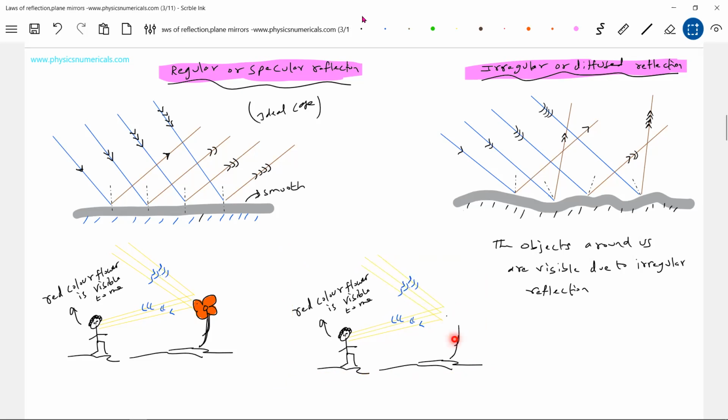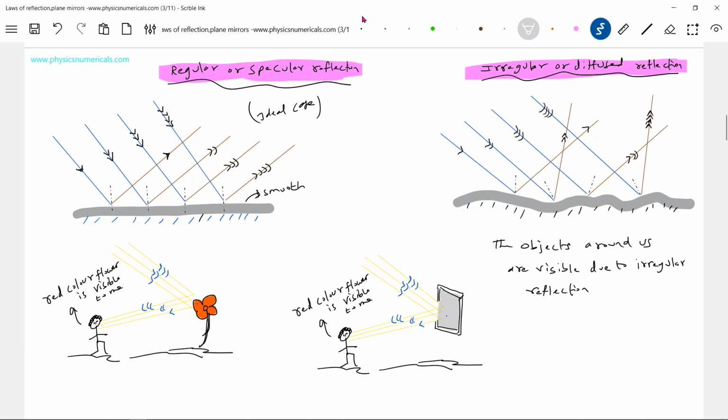So instead of a flower, let me introduce here a plane mirror. I'll try to draw the plane mirror, a small plane mirror. Let me make an arrangement here. Okay, I think it does appear like a plane mirror.